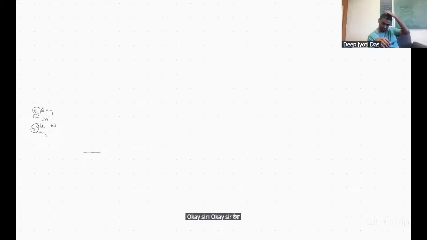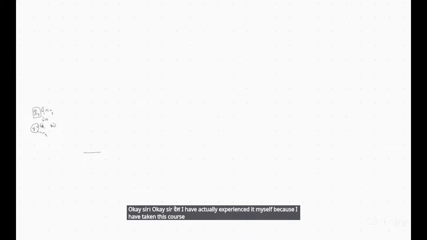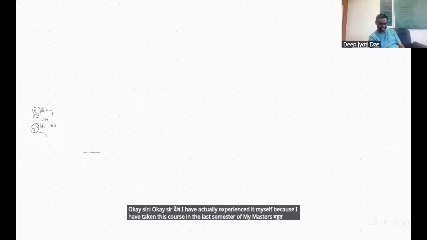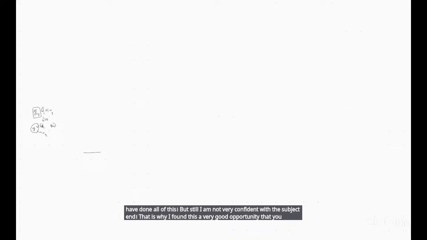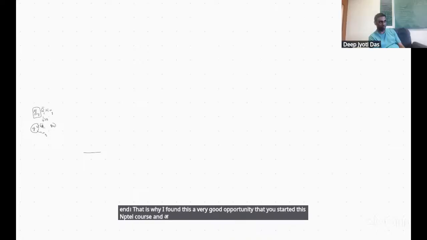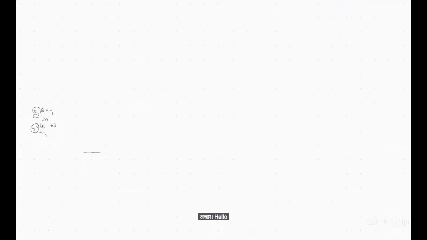Even these small things like gauge actually keep me up at night and trouble me from inside, that do I really know what gauge is or all of these things? And what you said, I have actually experienced it myself, because I have taken this course in the last semester of my master's. But honestly, I didn't feel that I know much about it. My approach is mostly to read books, take classes, and make rigorous notes. I have done all of this, but still I am not very confident with the subject, and that is why I found this a very good opportunity, that you started this NPTEL course.